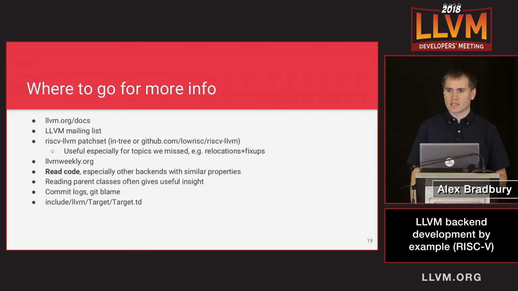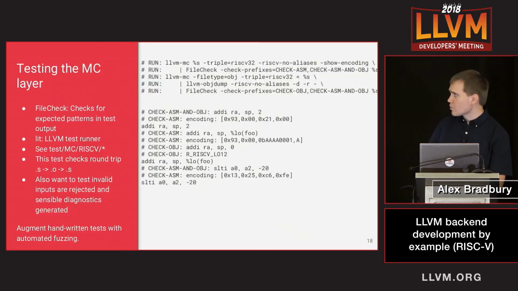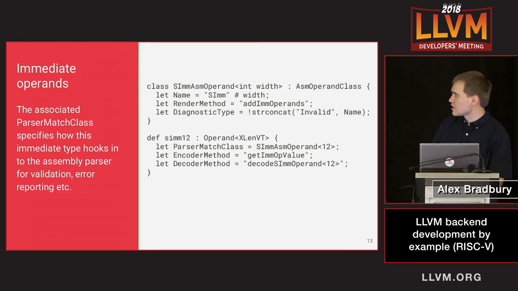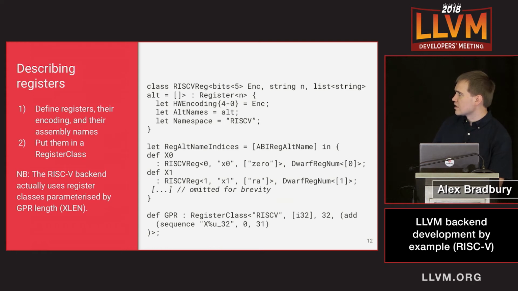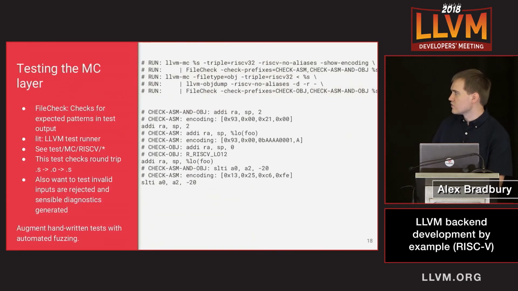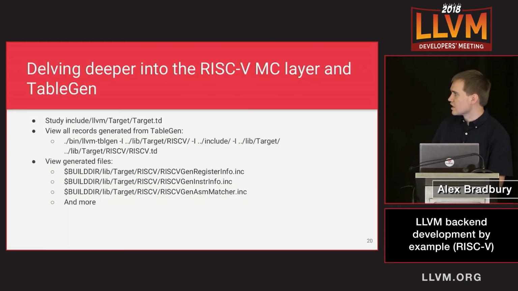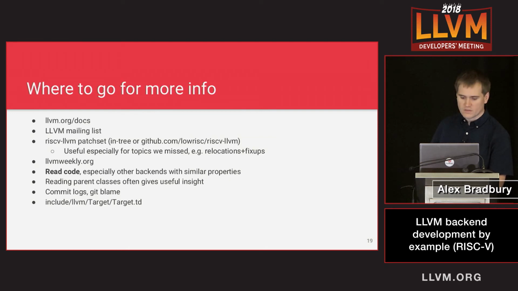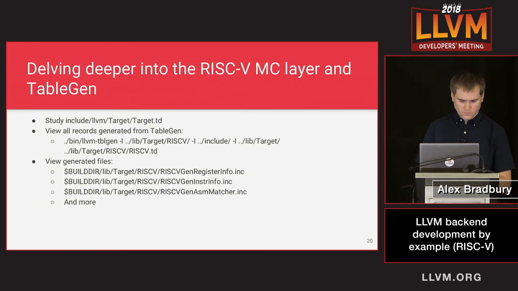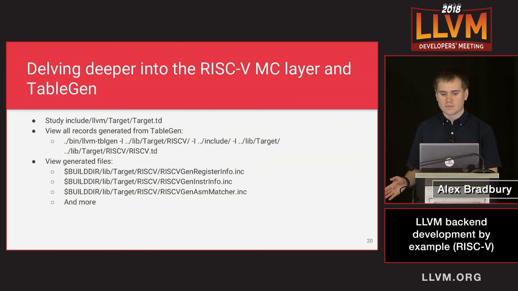And related to that, checking commit logs and git blame can also give useful insight. Finally, there are a number of standard definitions of things which were referred to. Previously, I think I had an example of specifying a register that extends the register class. Well, what is a register? If you want to see the definition for that, then you can look at the standard definitions in this file, include LLVM target.td. You can also look very specifically at the MC layer, so check that file I mentioned.